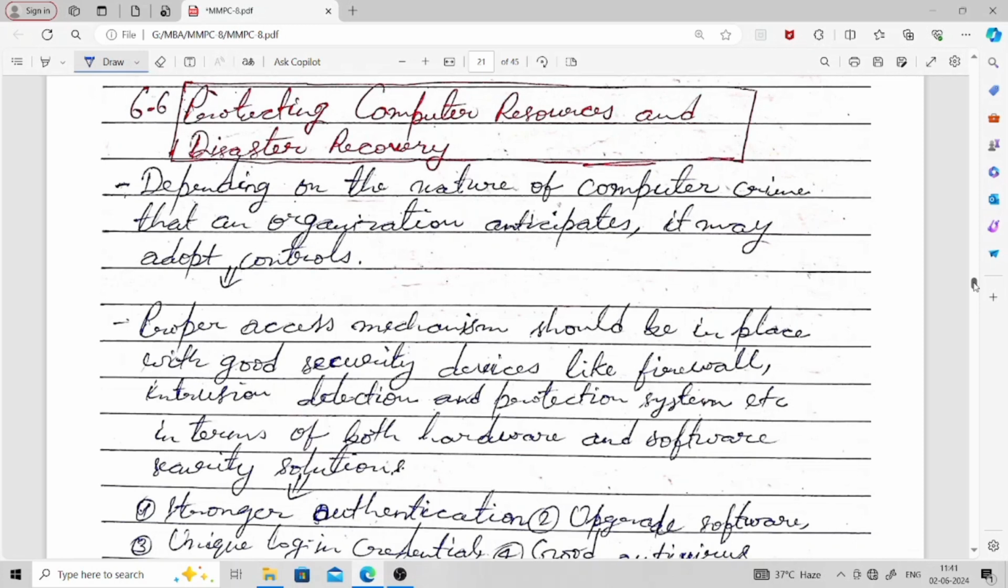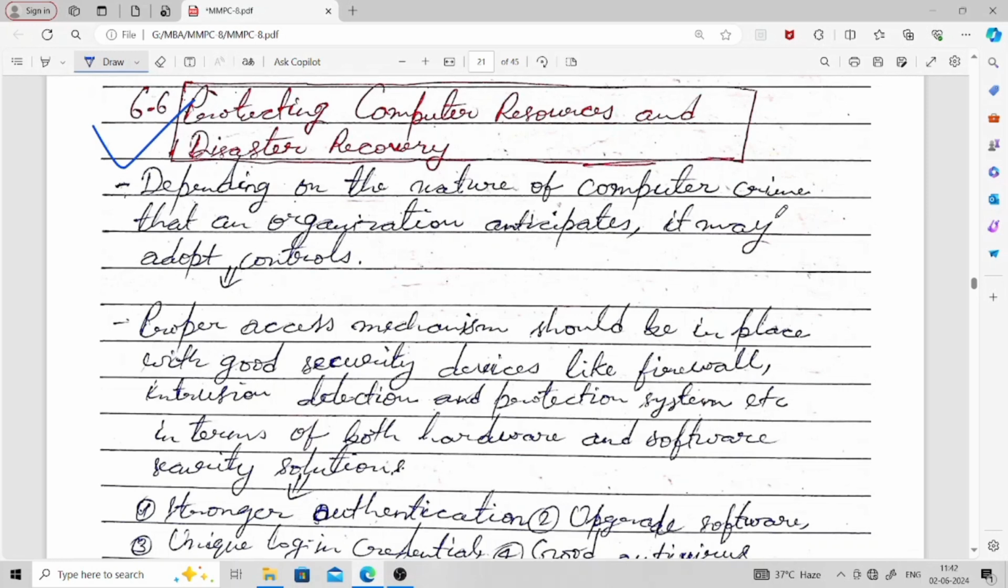Then we have next 6.6, protecting computer resources and disaster recovery. So depending on the nature of computer crime that an organization anticipates, it may adopt controls. So according to the crime which may happen in the organization. So that's given, depending on the nature of the computer crime that an organization anticipates, it accordingly may adopt controls. So proper access mechanisms should be in place, and for controlling the anticipated crime, what different things can be done?